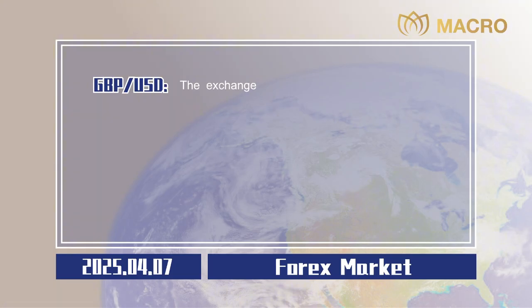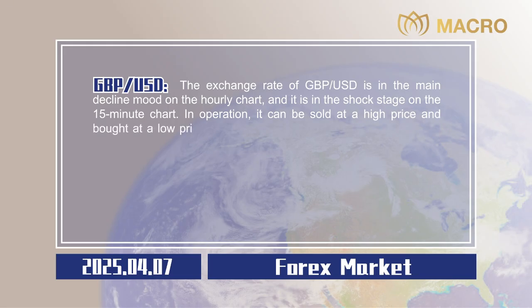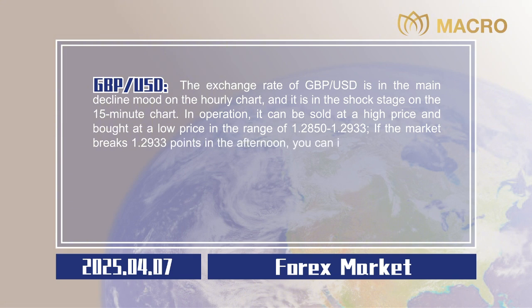Pound sterling to US dollar. The exchange rate of pound sterling to US dollar is in the main decline mood on the hourly chart, and it is in the shock stage on the 15-minute chart. In operation, it can be sold at a high price and bought at a low price in the range of 1.2850 to 1.2933. If the market breaks 1.2933 points in the afternoon, you can intervene in multiple orders, and the upper target can be seen at 1.2980 to 1.3020.